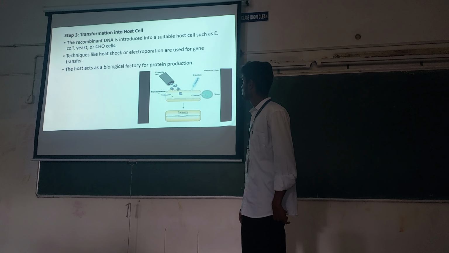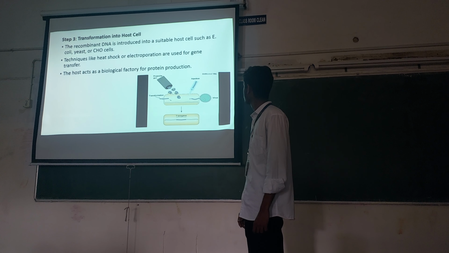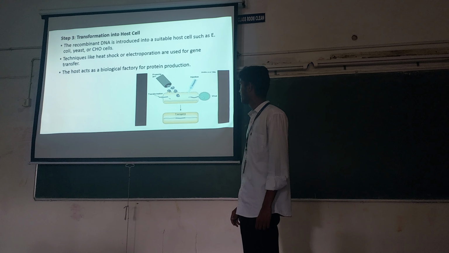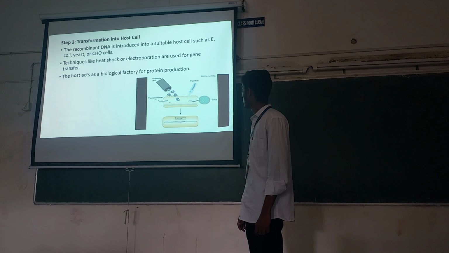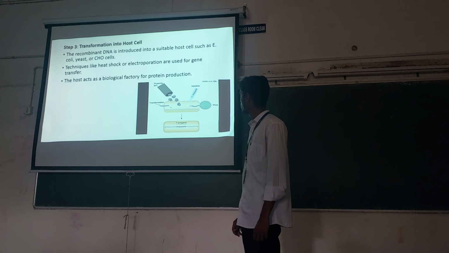Step 3. Transformation into host cell. The recombinant DNA is introduced into a suitable host cell such as E. coli, yeast, or CHO cells. Techniques like heat shock or electroporation are used for gene transfer. The host acts as a biological factory for protein production.